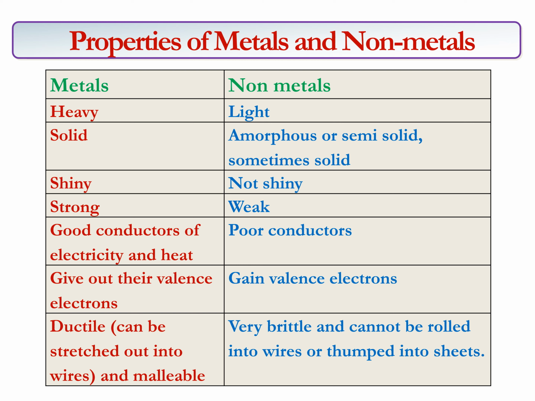Non-metals gain valence electrons. Metals are ductile. This means that they can be stretched out into wires, and they are also malleable. Non-metals are very brittle and cannot be rolled into wires or turned into sheets. So it will be good to learn 5 properties of metals and 5 properties of non-metals.